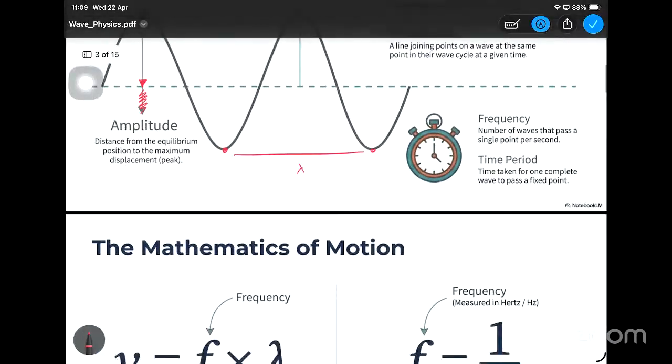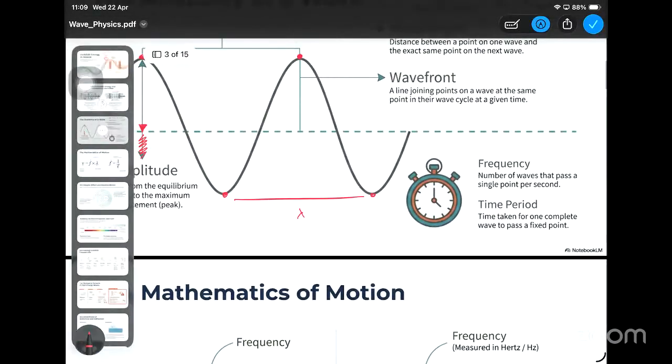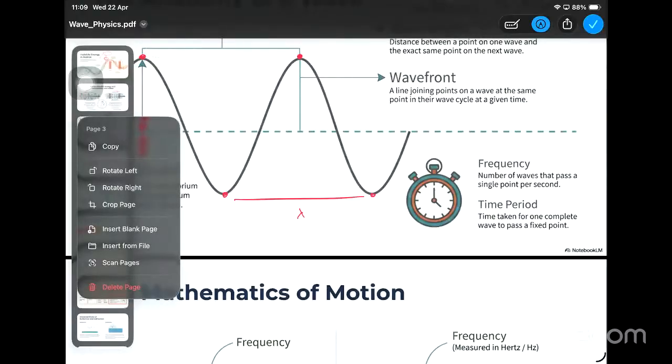So I will be needing another page. So just give me a minute. I need to add another page.